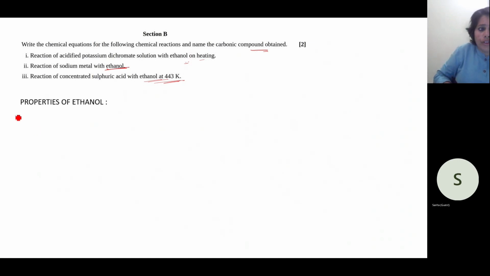Let's start doing the first question. Acidified potassium dichromate solution, ethanol. First write the formula, CH3CH2OH is ethanol.